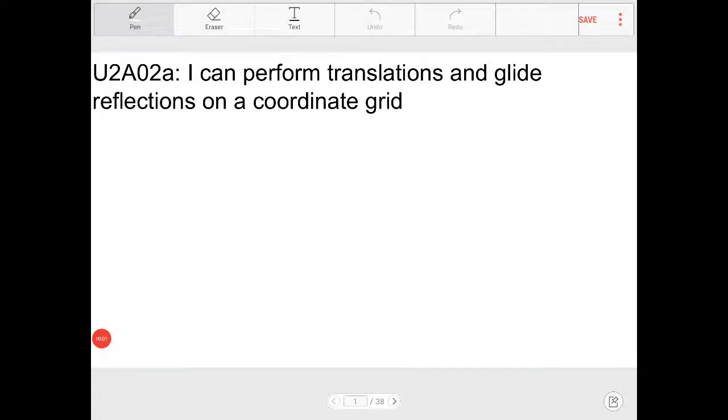Hello students, this is lesson U2A02a. Hopefully by the end of the lesson you should be able to say I can perform translations and glide reflections on a coordinate grid. So let's take a look.